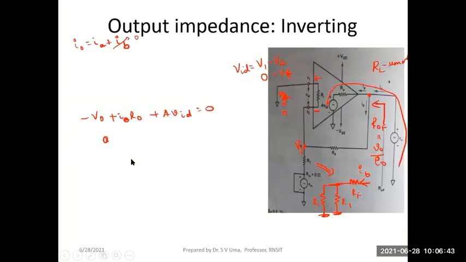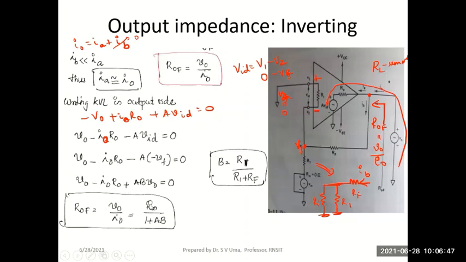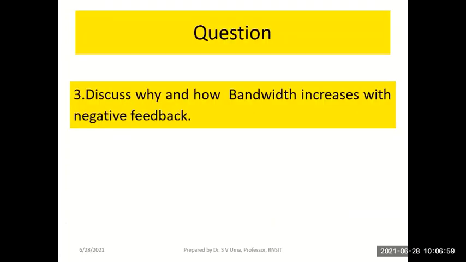So please remember this. Output resistance is the same as in a non-inverting amplifier. Here also the output resistance decreases by the factor 1 plus A beta because of the application of negative feedback. Till here we completed in the last class. If you have any doubts, please ask now.